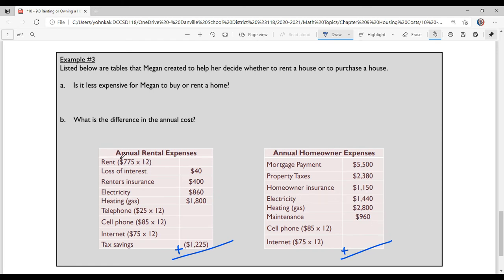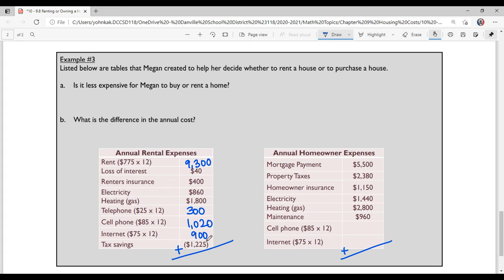So when we rent, we have $775 a month for 12 months. That's going to give us $9,300. We have loss of interest is $40, renter's insurance $400, electricity is $860, heating and gas is $1,800. Telephone is $25 a month for 12 months. That's $300. Cell phone is $85 a month for 12 months. That's $1,020. Internet is $75 a month for 12 months. That's $900.